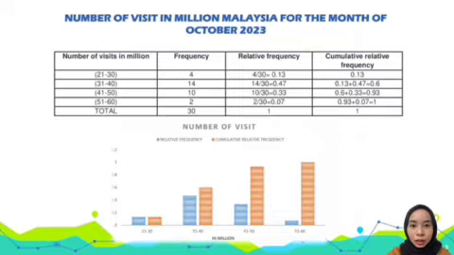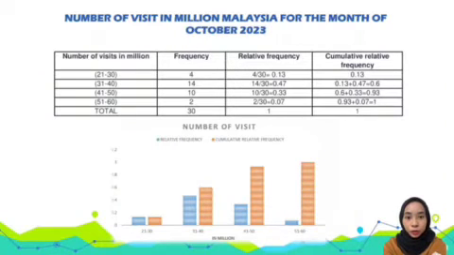Step 1. Group each data into number of visits in million for the month of October 2023. Step 2. Calculate the frequency on each number of visits. Step 3. Calculate the relative frequency on each frequency. And lastly, step 4. Calculate the cumulative relative frequency in million.